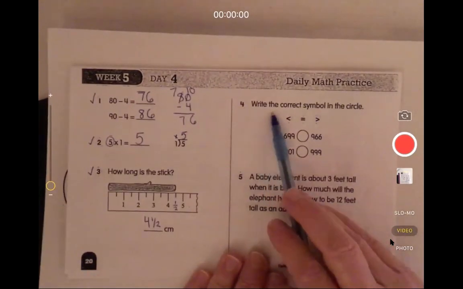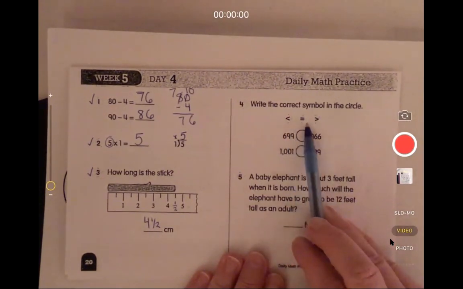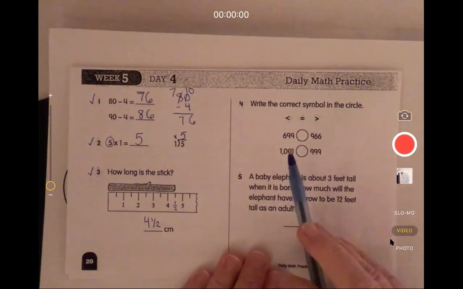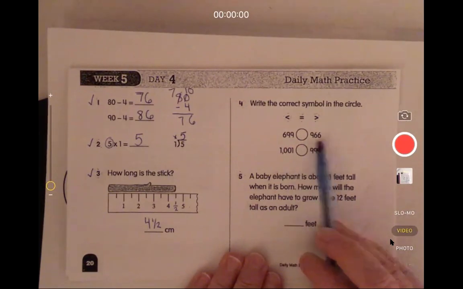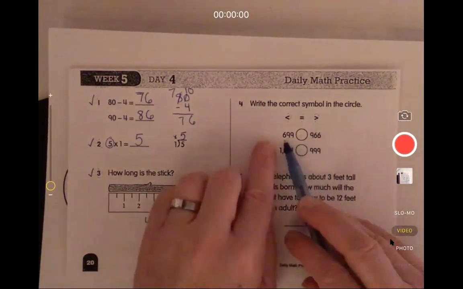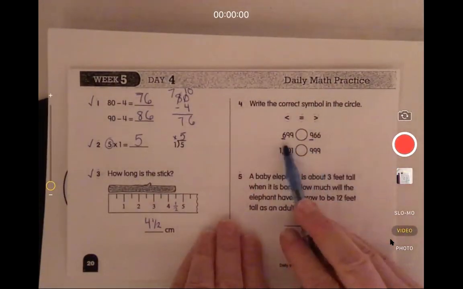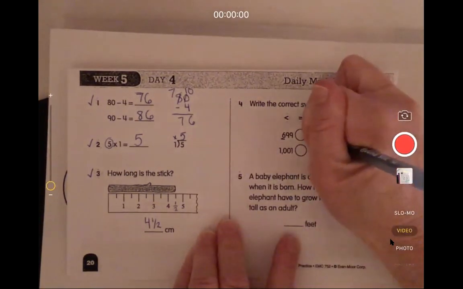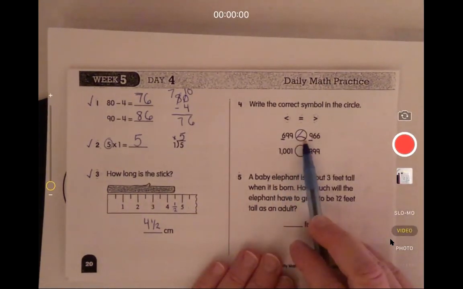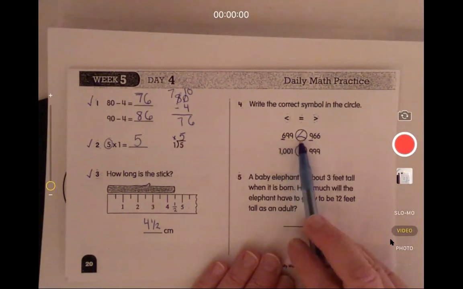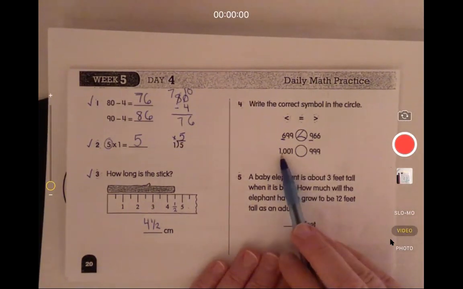Number 4, write the correct symbol in the circle. So we're going to be comparing less than, equal to, or greater than. Okay, here we go. 699, 966. They have a lot of the same numbers, but if I start in the largest place, the hundreds, there's a 6 and a 9. 9 is bigger. My alligator likes to eat the biggest number, so I would have less than in the circle. 699 is less than 966.